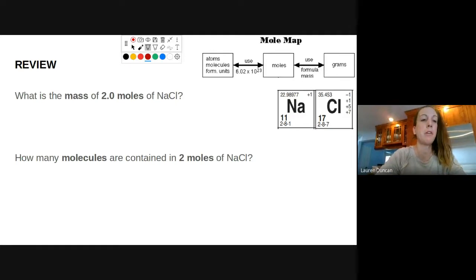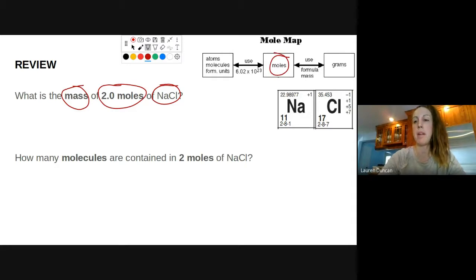All right, so the first review problem says, what is the mass of 2 moles of NaCl? So I gave us 2 moles. We're starting here on the mole map and I would like to know the equivalent mass of those particles in grams. So if you look at your mole map, it says to use the formula mass or the gram formula mass to perform this calculation.